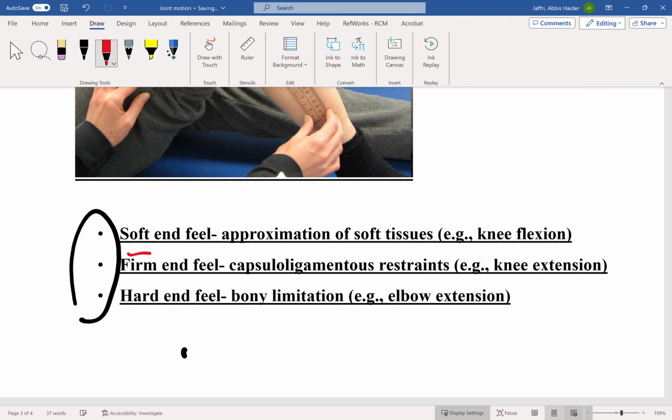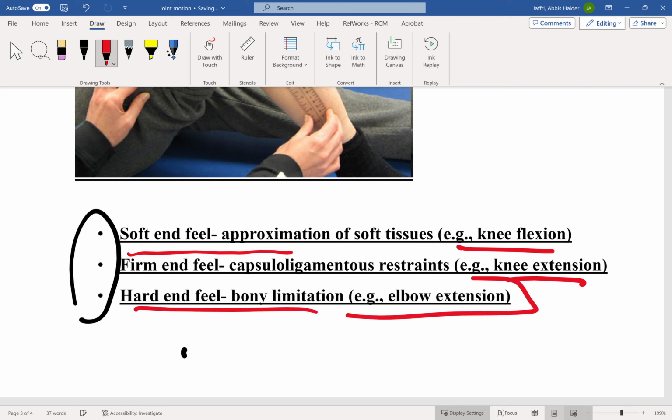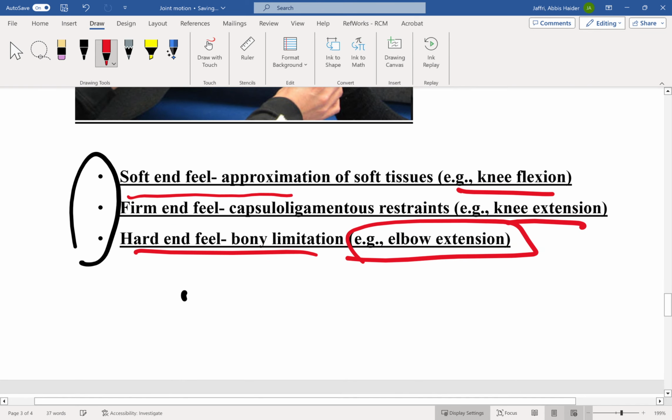This basically soft end feel is when your two soft tissues are approximating each other. Like, for example, right now I will give you a task to do elbow flexion, and you'll see that would be your soft end feel. Similarly, knee flexion is a soft end feel. Your firm end feel is when your ligaments are restraining. That's your knee extension. Okay, that's your firm end feel, and your hard end feel is bony to bony limitation. When two bones are approximating each other, that's your elbow extension, and that's your hard end feel.